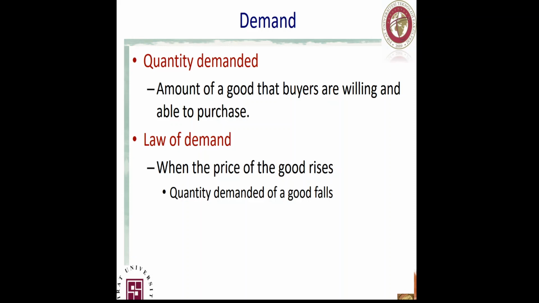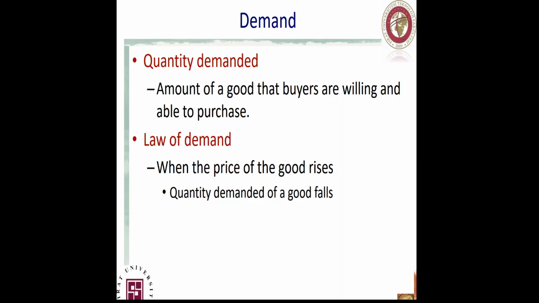Okay, the law of demand. Now, if we hold everything fixed, that means we set all the conditions constant, we stabilize all conditions. Now, when we have a price of a good or a service, it's not necessarily a good all the time, it's not necessarily a commodity or any other type of product, it could be a service. If the price of this good or service rises, what happens? The quantity demanded will fall.